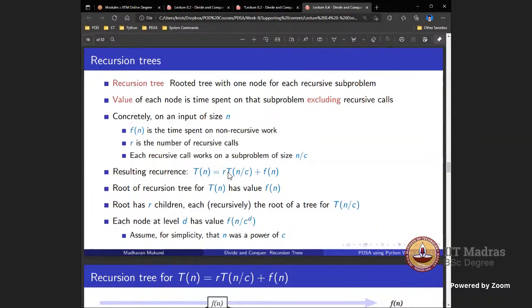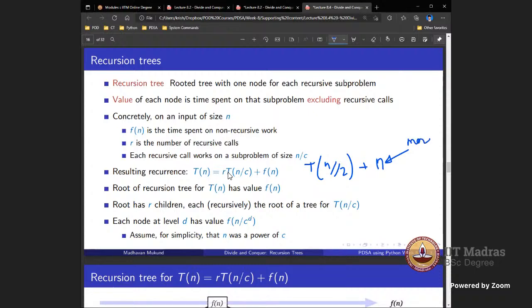It's R into T of n by C. If it's a binary tree, it will be T of n by 2 plus 1. The R is 1, because we are calculating the middle index. It's based on some order 1. If it's a merge sort, it will be order of n. This order of n comes from the merging part.